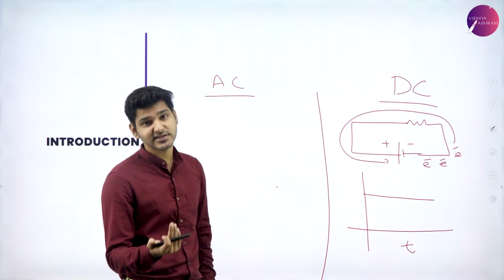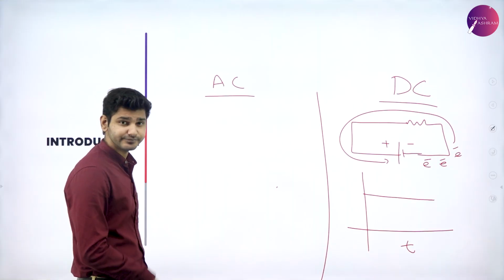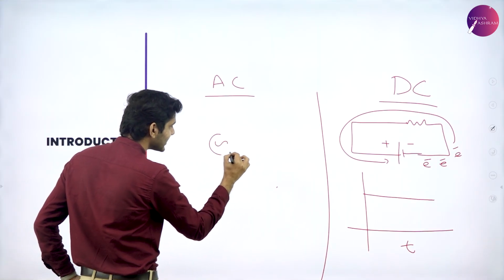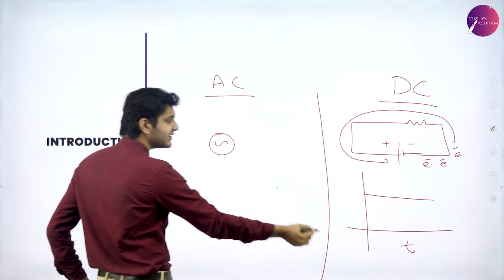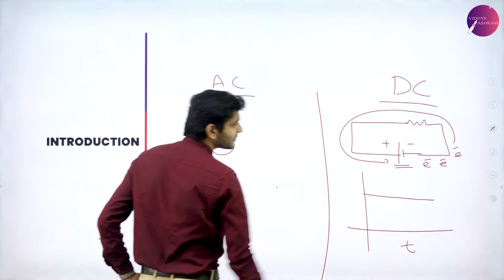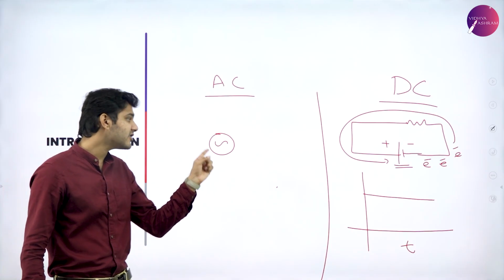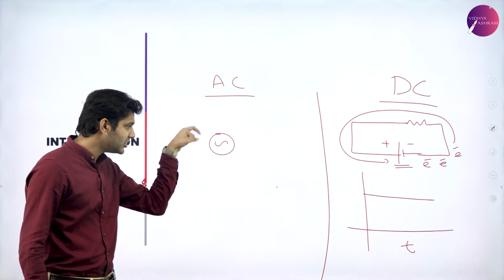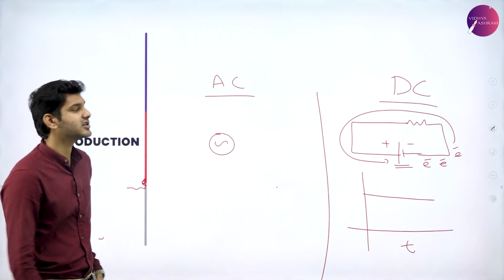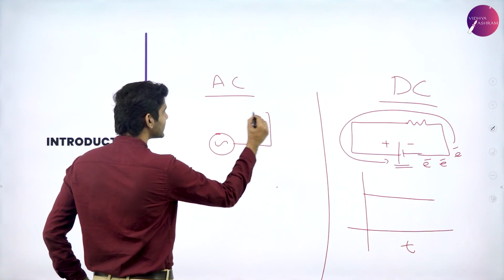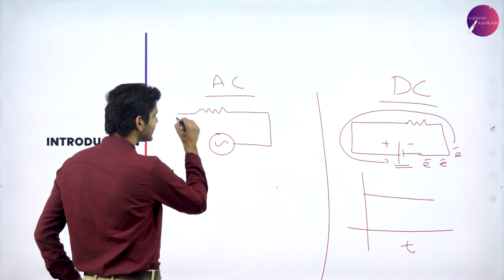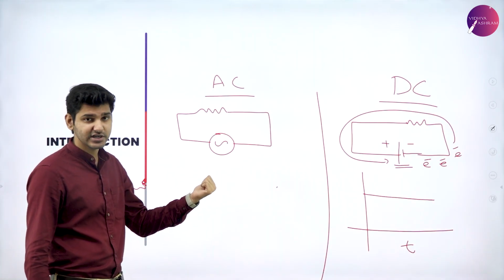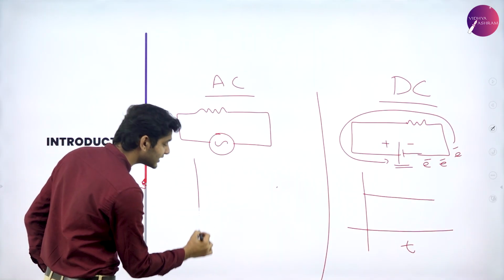Now, what about AC current? That is alternating current. This is how we represent an AC current. For DC, we use a battery like this with a positive and negative end. For AC, we use a curve like this to represent a wave. So, we use a wave inside a big circle and then we connect it to, let's say, a resistor like this again. And if I measure this particular current, the nature of the graph is utterly different.